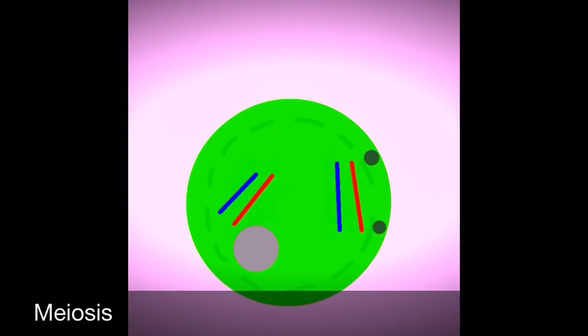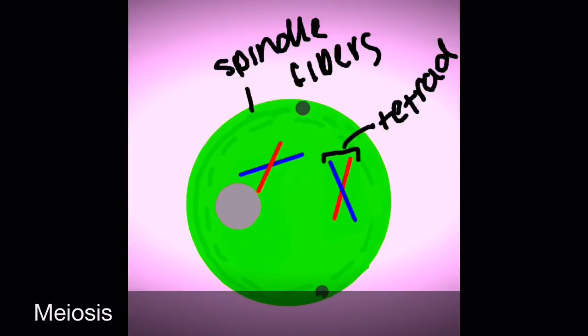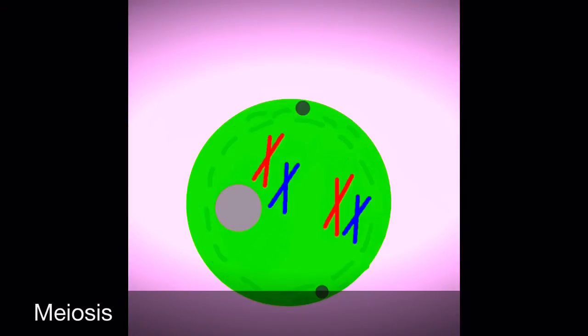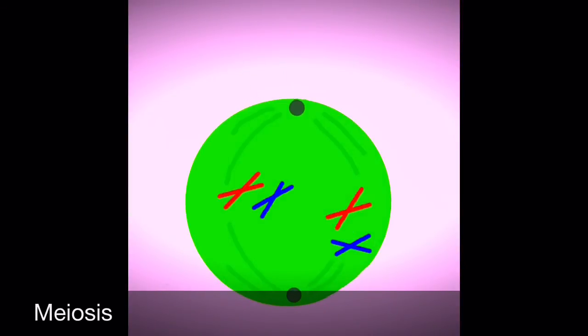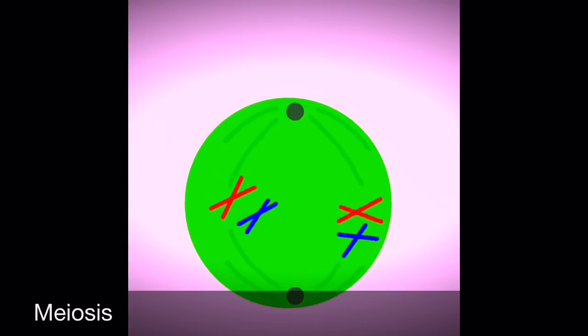The bivalents duplicate to form tetrads, or four-chromatid groups. The nuclear membrane disintegrates, and crossing over occurs. In metaphase 1, the tetrads, attached to spindle fibers at their centromeres, line up at mid-cell.